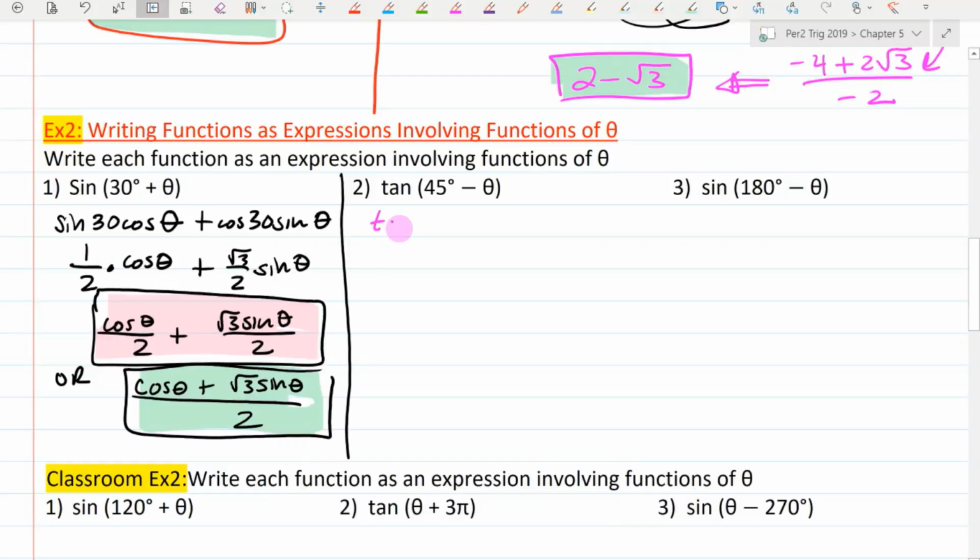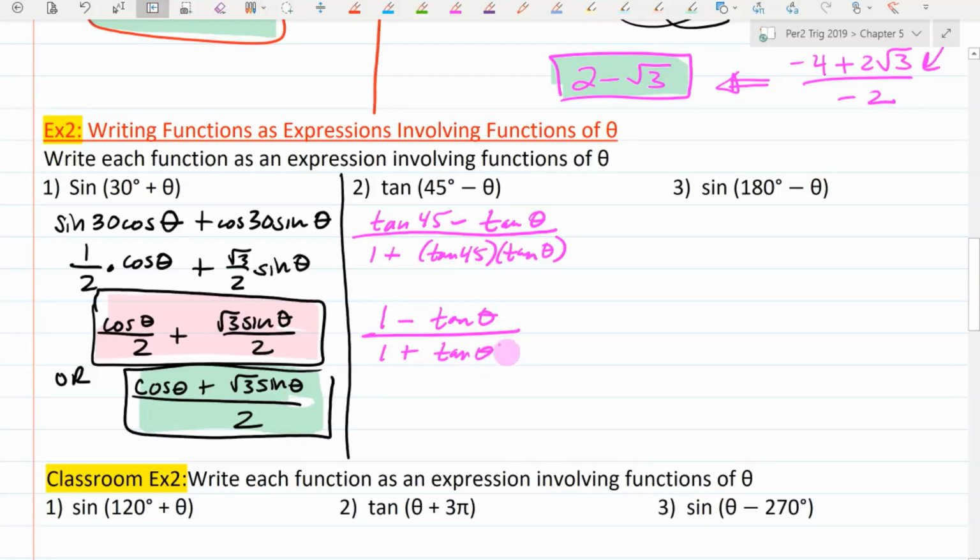So this one will be tangent of 45 minus tangent theta. In the denominator, 1 plus, excuse me, tangent of 45, tangent theta. So at the top, I have 1 minus tangent theta. And at the bottom, I have 1 plus tangent theta because that's a 1. That's all you can do. You don't need to simplify anything here. There's no radicals. There's no canceling because remember, if you have any adding or subtracting, they're different, so they cannot be canceled.